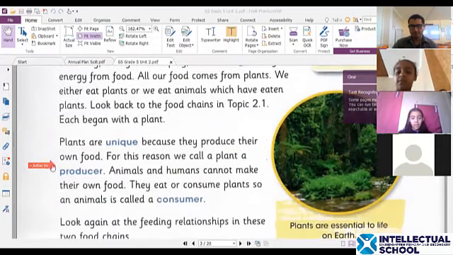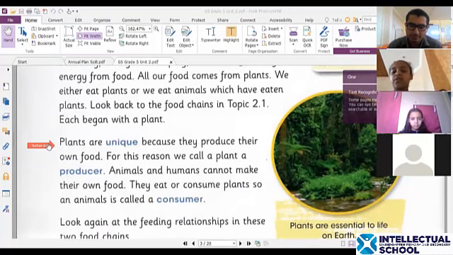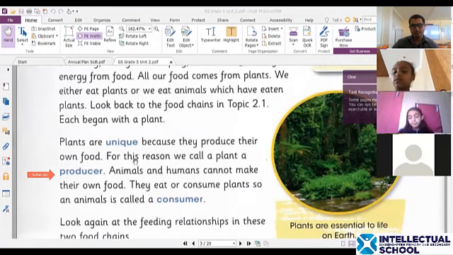Yes, continue. Plants are unique because they produce their own food. For this reason, we call a plant a producer. Animals and humans cannot make their own food. They eat or consume plants, so an animal is called a consumer.